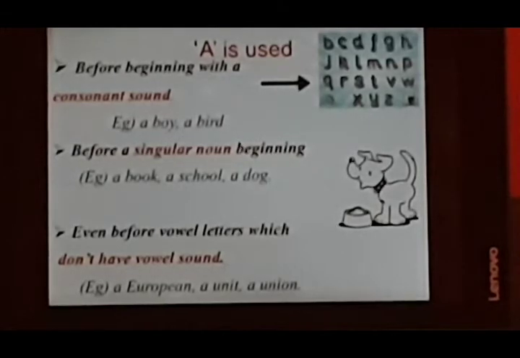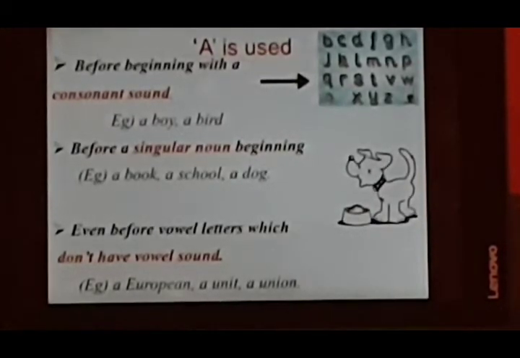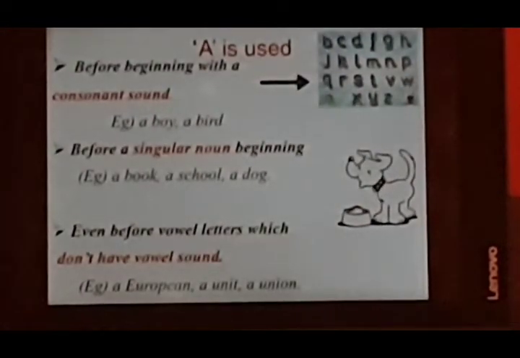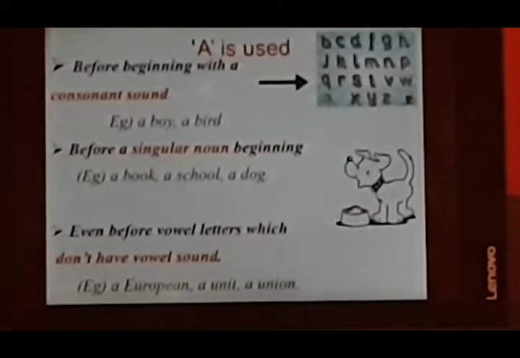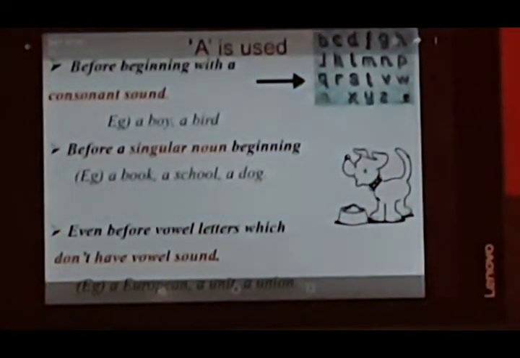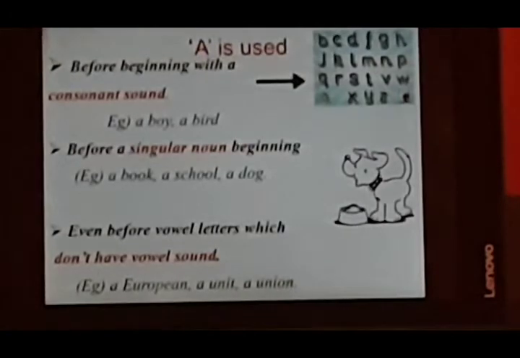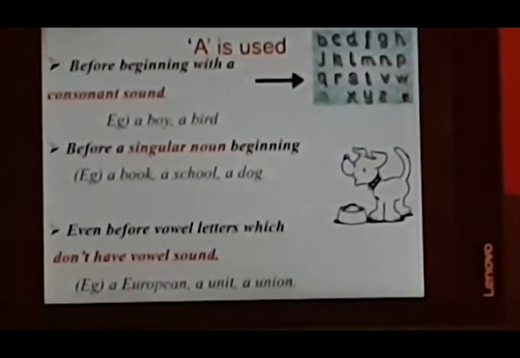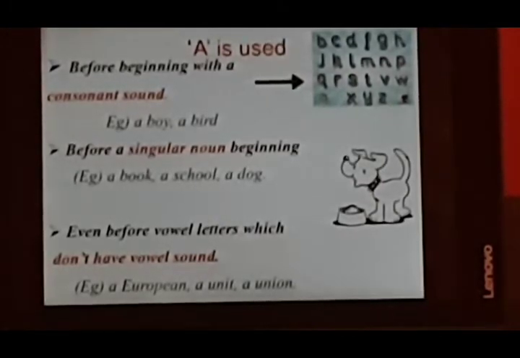A means 1, or an means 1. An apple, that means 1 apple. We are talking about 1 apple. A boy, that means 1 boy. So consonant sound, vowel sound and singular nouns. So this is it. It is always the sound which is important before a word beginning with a consonant sound. For example, a boy, a bird.